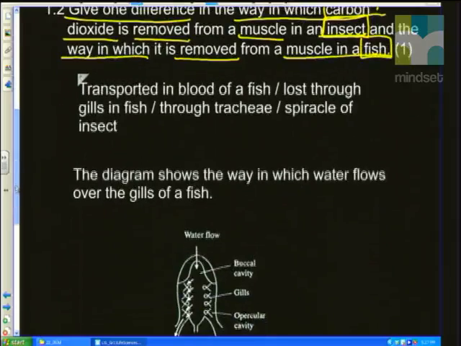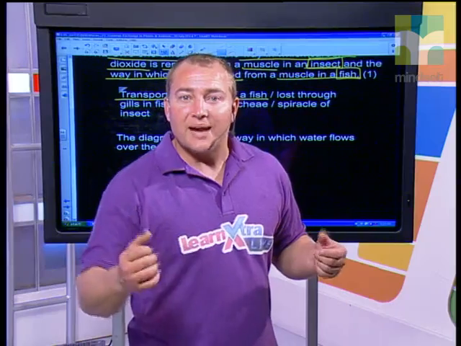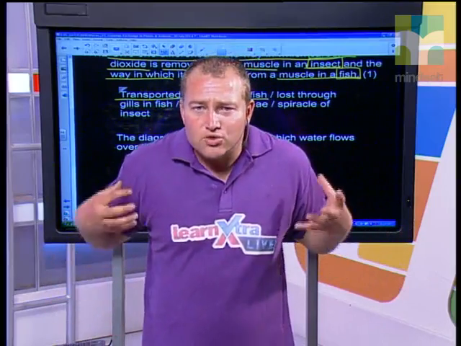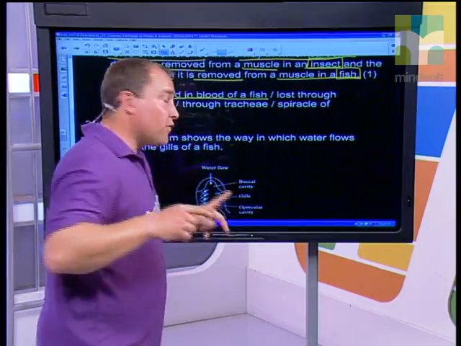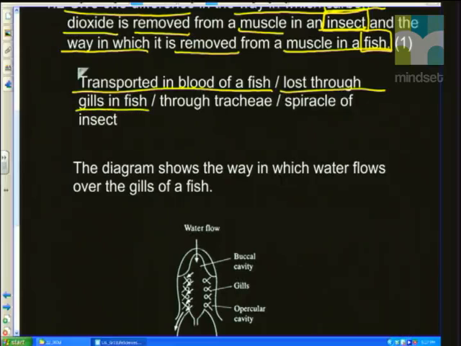Let's hope that you get it. It transports in the blood of the fish, first of all. I forgot about the blood to tell you about. It moves around from the muscles to the gills, it's got to be transported via blood. Simple. Does the locust have blood? No, it comes straight. Remember, the tracheas come right from those cells. So the fish, first of all, uses the blood system, okay? And then it's lost through the gills in the fish. Simple, okay? Through the trachea or the spiracles of the insect. That's all it is, okay?